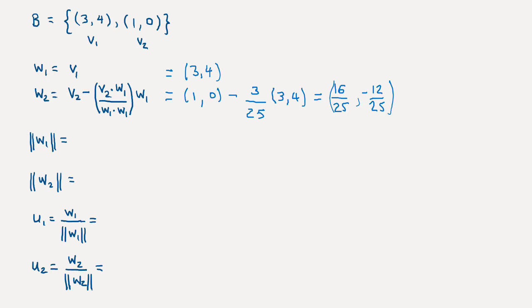So next step is to figure out the length of w1. So that's going to be the square root of 3 squared plus 4 squared. So that's going to be the square root of 9 and 16. So that's the square root of 25. So that's going to be 5. So the length of vector w1 is 5.